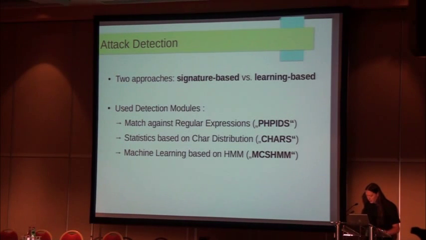As always, there are two approaches, which is signature-based and learning-based. What we implemented is to just use PHP IDS, so a regular expression-based approach, then an approach based on statistics, the length and the character distribution, called a chars detection module, and then a machine learning-based detection module, which is based on hidden Markov models called MCS HMM. That's all not new. It's more an implementation task, and we'll later see what to do with that.